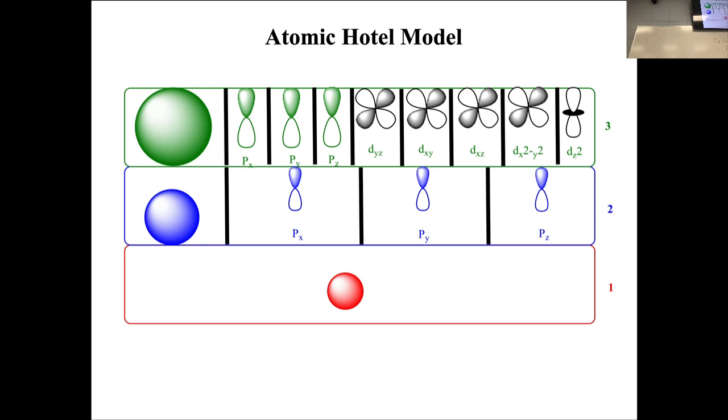Okay? Same thing here. Except in the Atomic Hotel, the floor one only has one room that you can stay in. And we call it an S room. And it's round and it's circular. Right? I colored it red. But if we take the elevator up to the second floor, I've got an S room that's shaped like a ball, but I've also got 3 P rooms that are shaped like dumbbells. Okay? I've got different places that electrons could be.